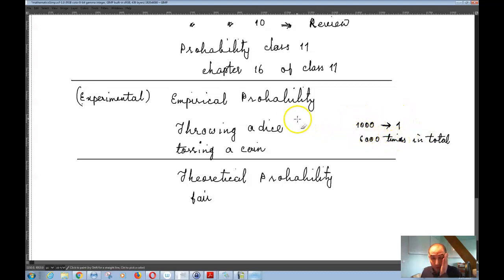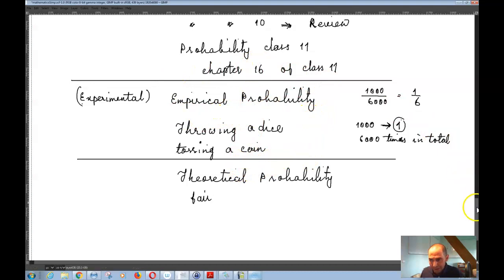To calculate the empirical probability of getting a 1, you divide the number of times that you actually got the 1, which is 1,000 times, by the total number of times that you threw the dice, which is 6,000 times, and that gives you 1/6. That's the empirical probability of getting a 1 in the experiment of throwing a dice. That's basically all that there is to empirical probability.